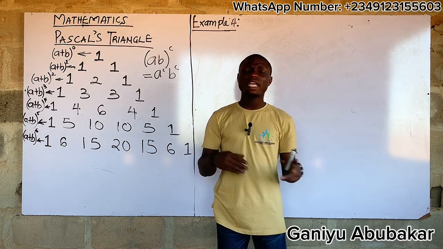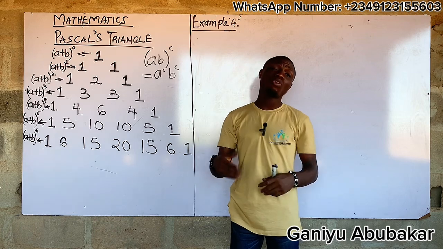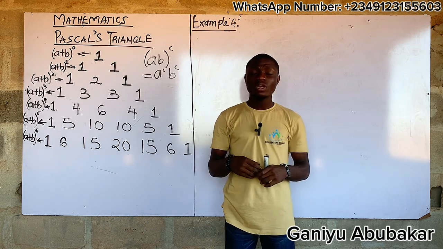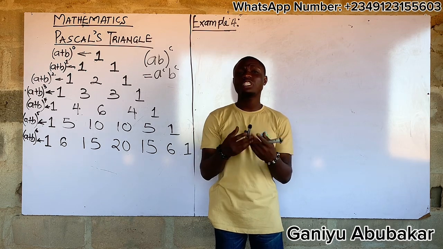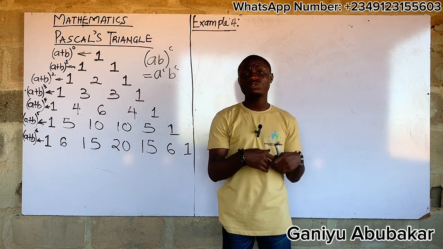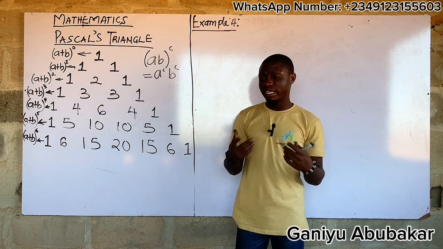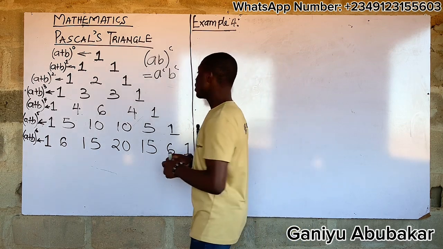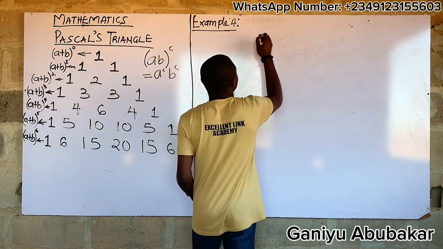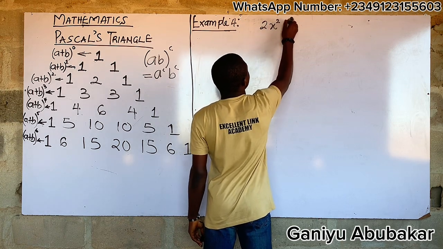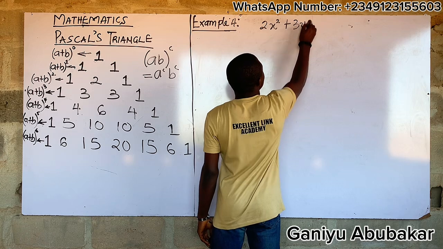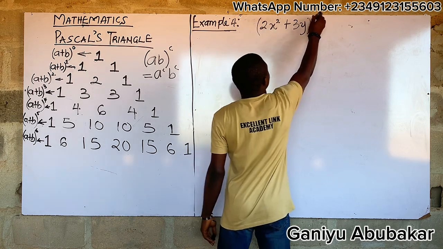Observe that all the terms I am trying to expand are all plus, plus, plus. So let's consider a negative sign. So let's say if I have a negative sign, how do you possibly evaluate that? How do you simplify that? So let's take an example to further explain that. So let's say I have 2x squared plus 3y all to power 3.